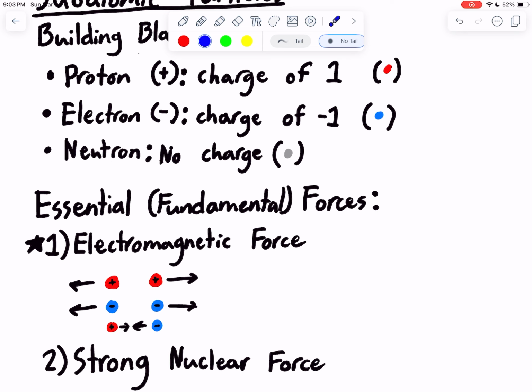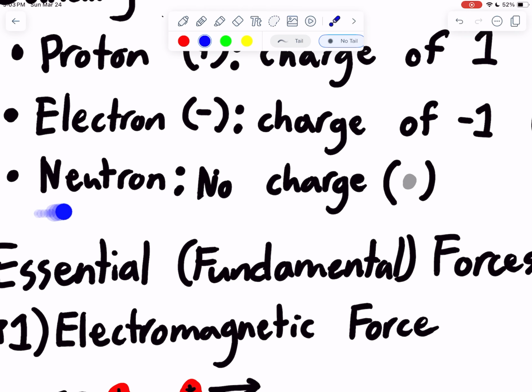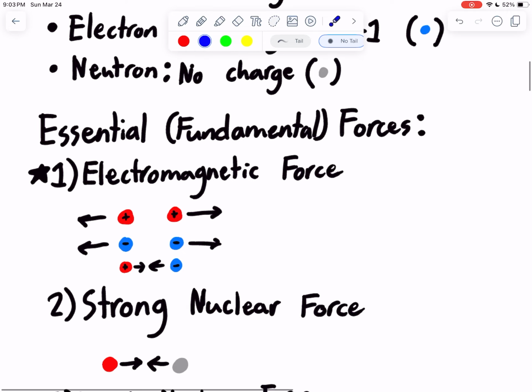And the electron, it's important to note, though not that important, is a lot smaller than a proton is. And then finally, we have a neutron, which has no charge, or a neutral charge, as the name implies. And for simplicity's sake, we will be using a gray dot.